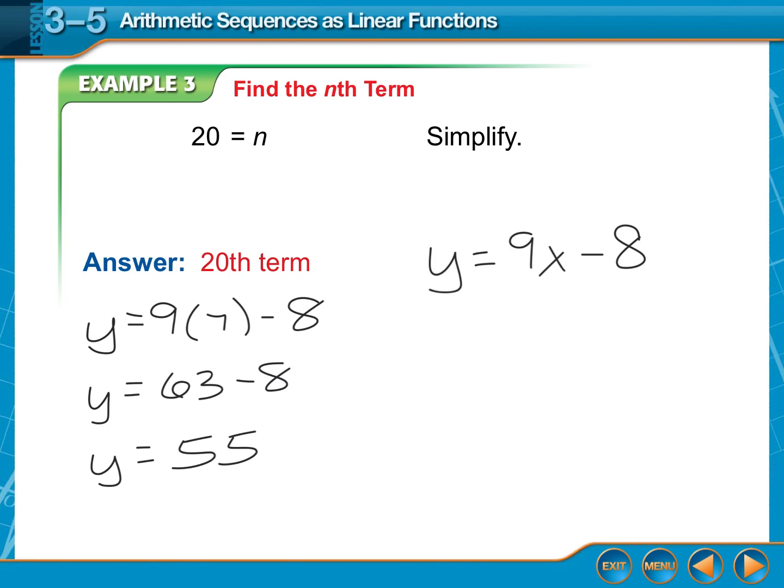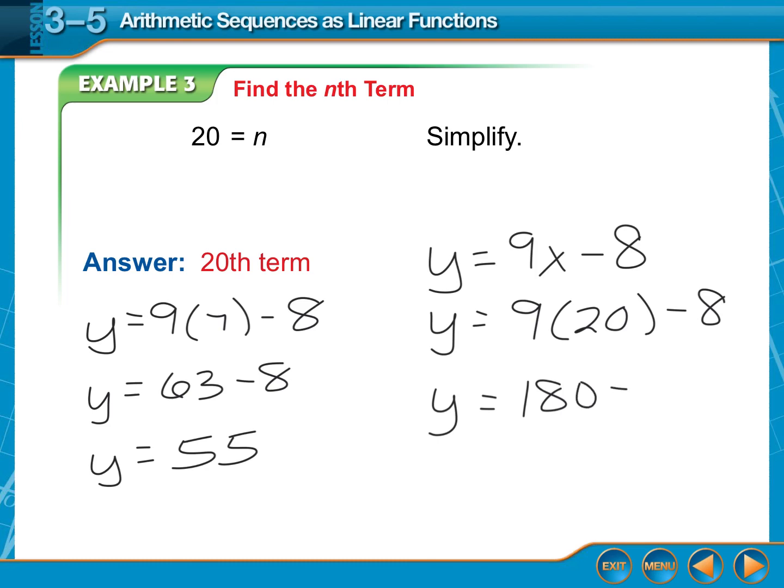Okay, let's find the 20th term. How do we find a sub 20? Plug in 20 for x. What's 9 times 20? 180. What's 180 minus 8? 172.